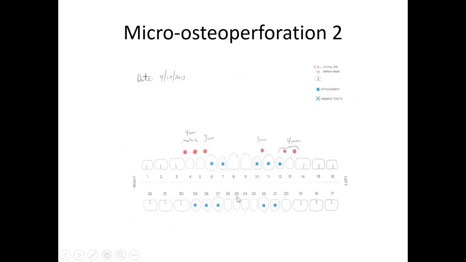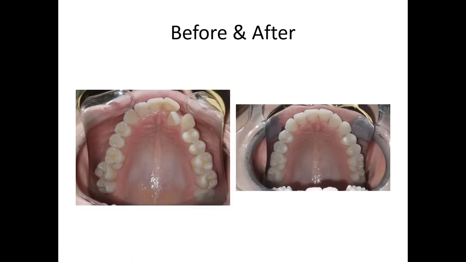So we have 3 and 3. We have 6 micro-osteoperforations of about 3 to 4 millimeters in depth. The lower arch required less treatment. It doesn't require the extra micro-osteoperforations. By the time we get to aligner 14, the lower arch is almost done. The upper arch was what really took the 23 aligners to get there.